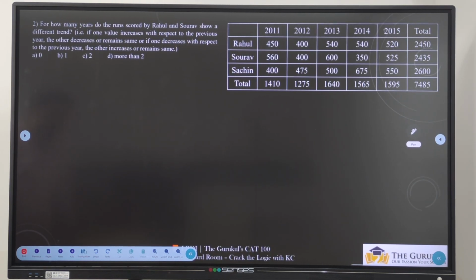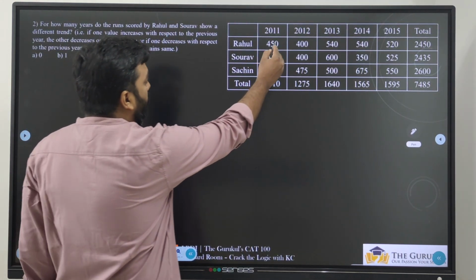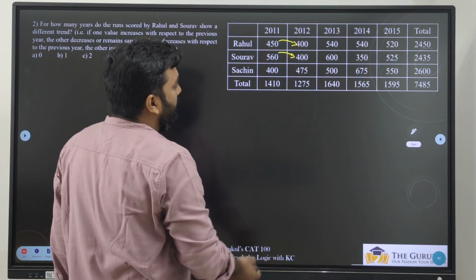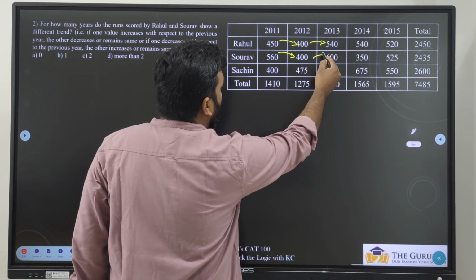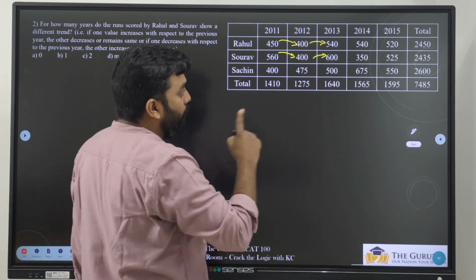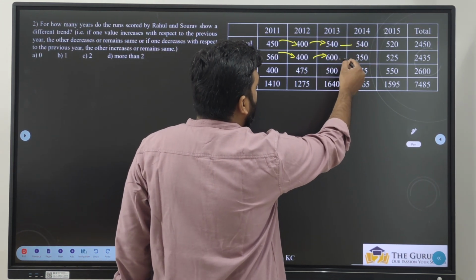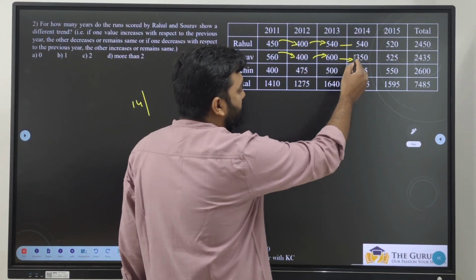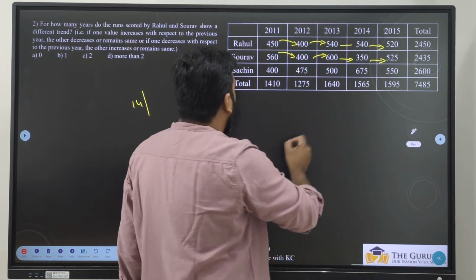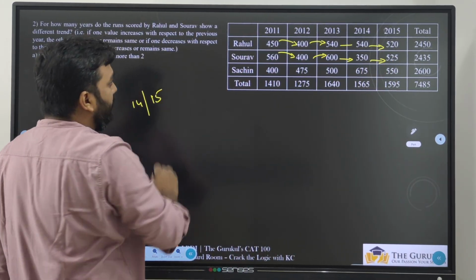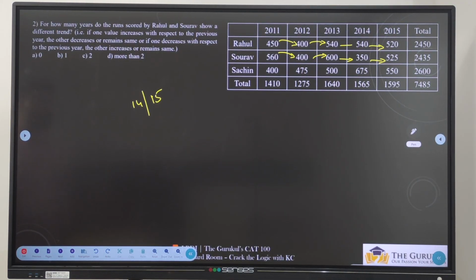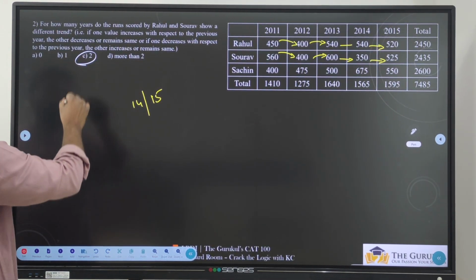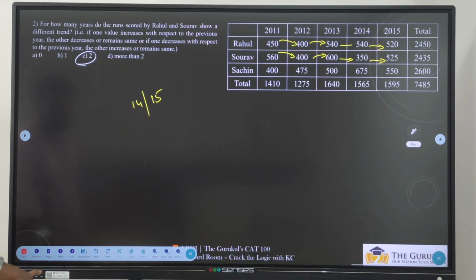In 2012, if you observe, both players are decreasing, because 450 became 400, 560 also became 400, decreasing and decreasing. Next, this is increasing, this is also increasing. We don't want that, we want different. This is same, this is decreasing. So in 2014 it is happening. Next, this is decreasing, this is increasing. In 2015 also it is happening. So this trend is shown 2 times. So answer is option C.